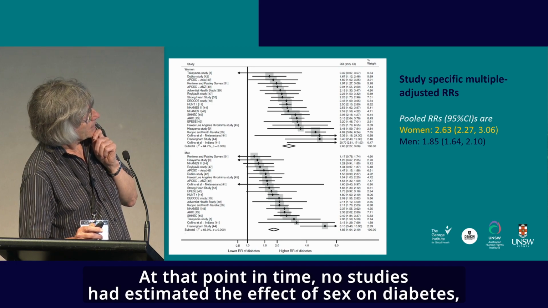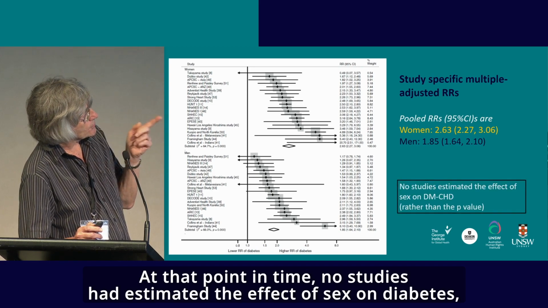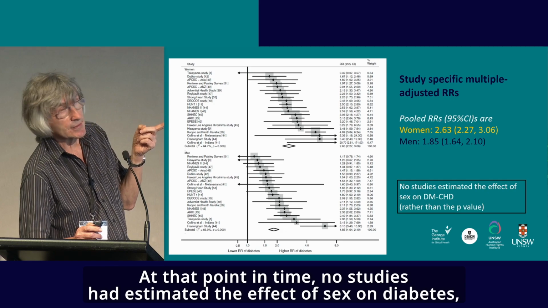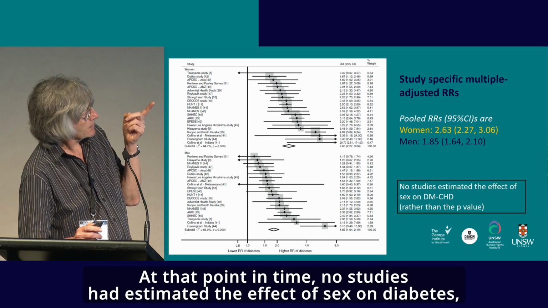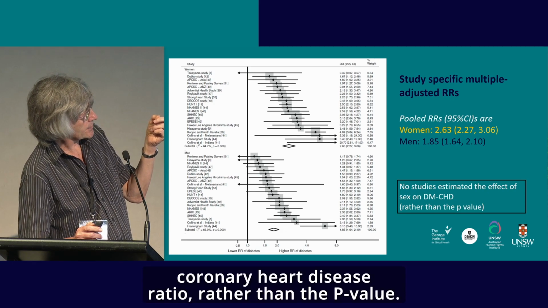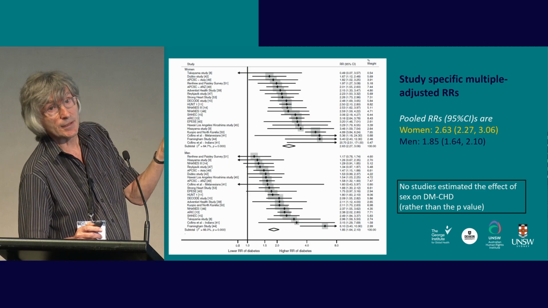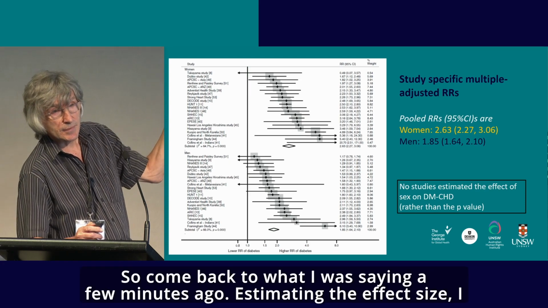Biobank. At that point in time, no studies had estimated the effect of sex on the diabetes to coronary heart disease ratio, rather than the p-value. So come back to what I was saying a few minutes ago.